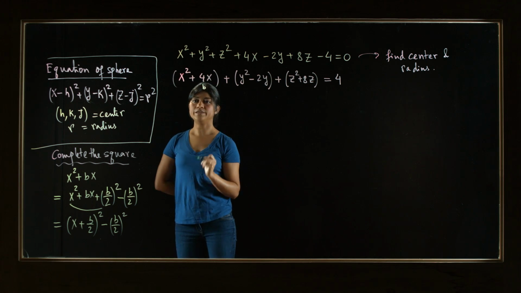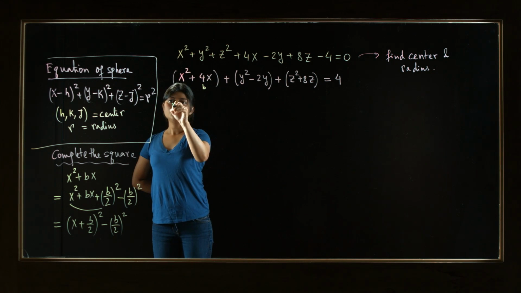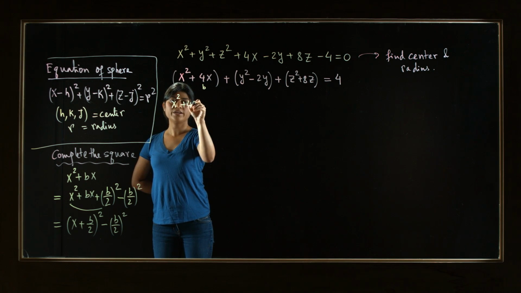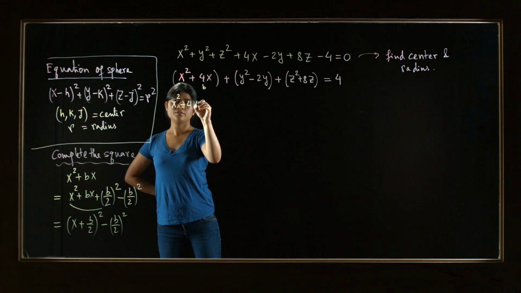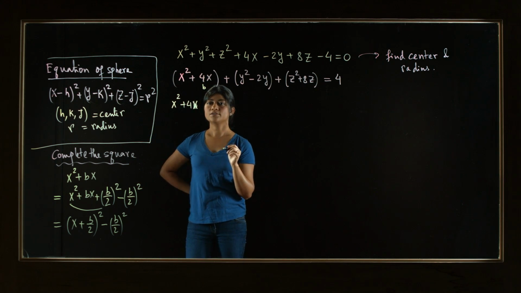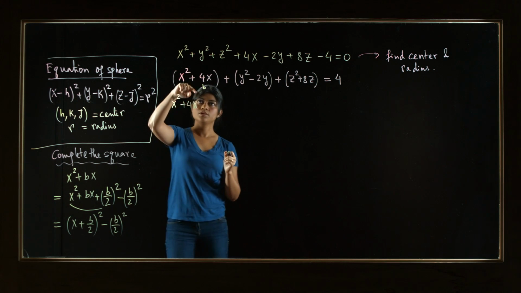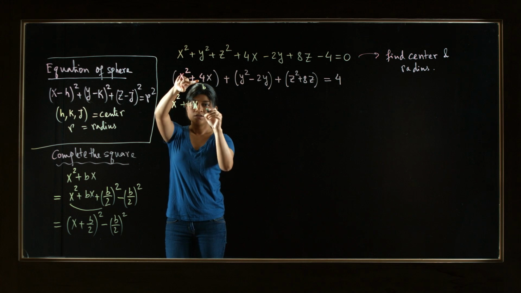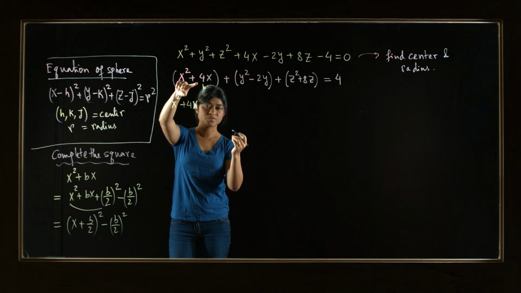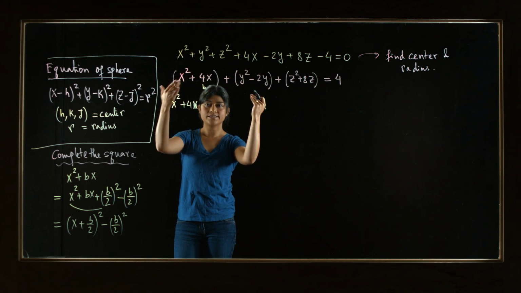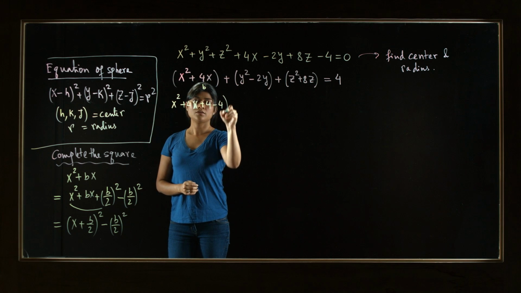4 is our b for the first expression. So we keep x squared plus 4x. And then we have to add and subtract a term. So what is that term? Take b, divide by 2. So 4 divided by 2 is 2. Then square that. And that's again 4. So you add and subtract 4.